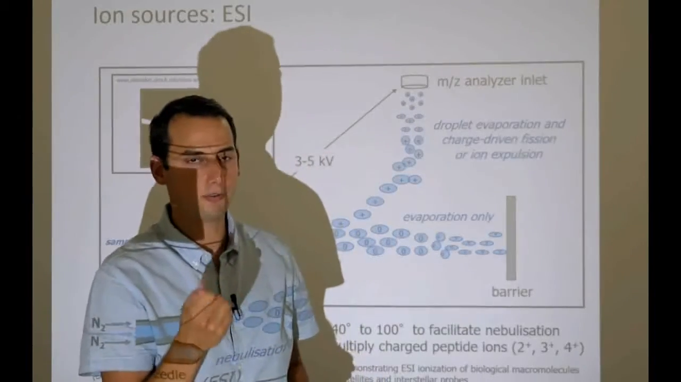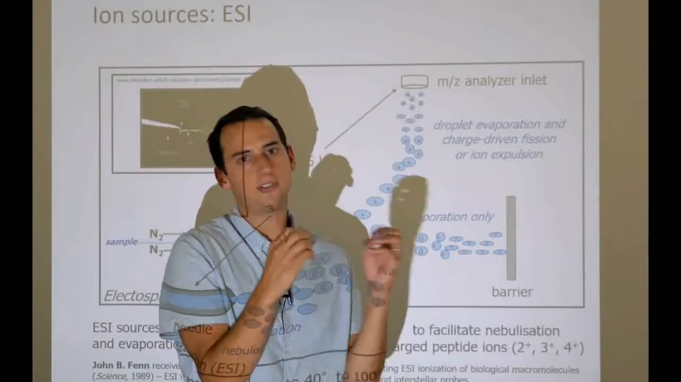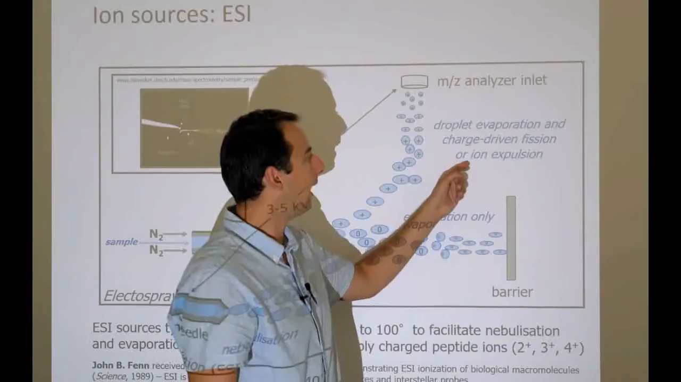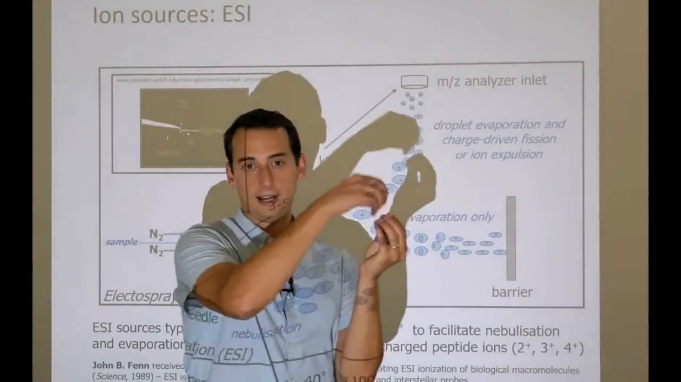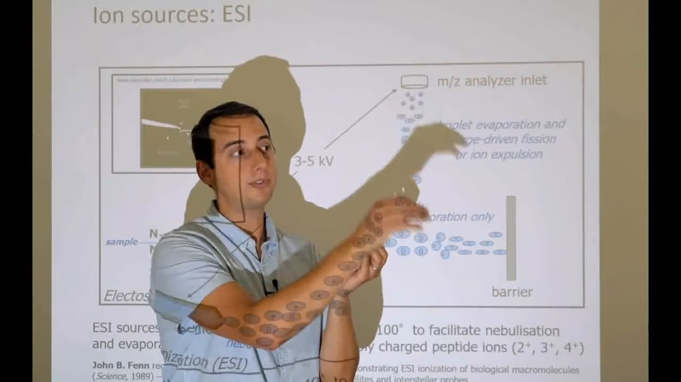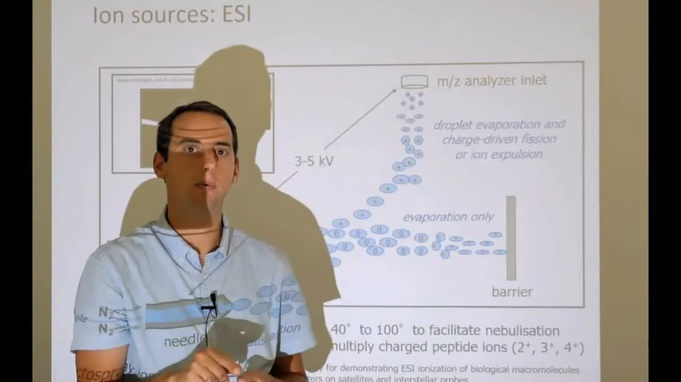Now this cannot continue forever. At some point, the droplet becomes so small that making two separate droplets is simply not an option anymore. What happens then is what is known as ion expulsion. A single ion, a peptide ion, just gets thrown out of the droplet and becomes an ion in the vacuum, in the gas phase. And this is exactly what we want.